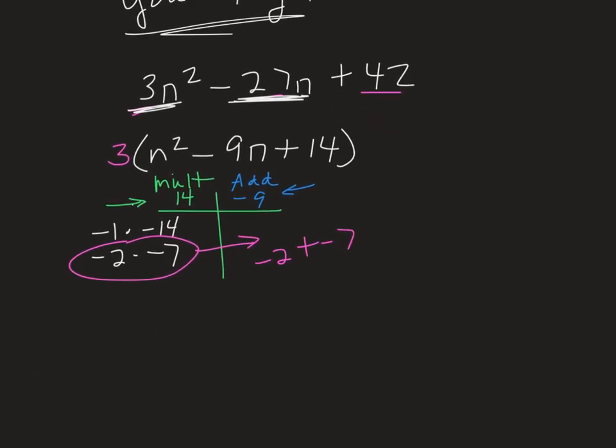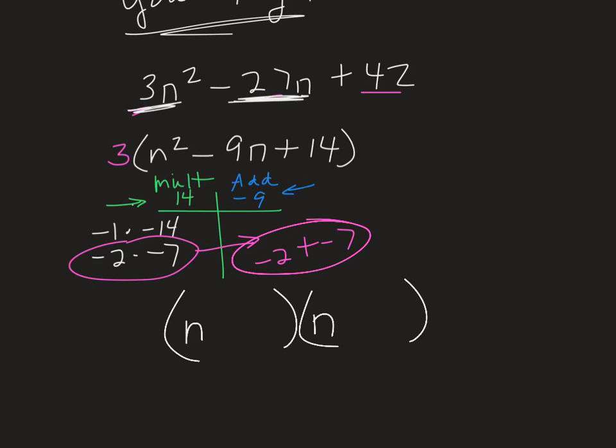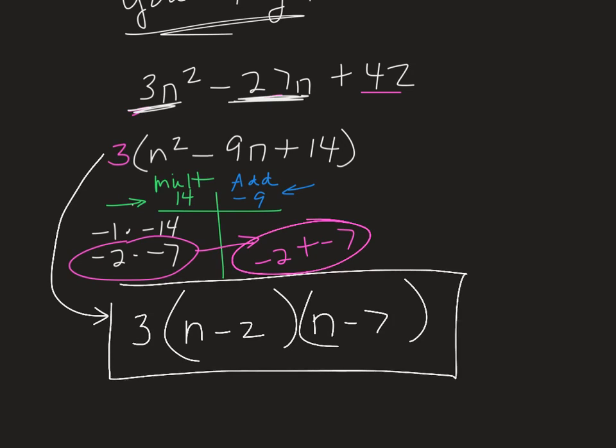So now I'm just going to pop open those binomials. The only way to get an n squared, of course, is to factor that n squared into an n times an n. And then I'm just going to pop those two numbers in there, that -2 and that -7. So it becomes n minus 2 and n minus 7. And then don't forget about the GCF that's just been chilling out there, not really doing much, but he's still technically there. So your fully factored version is 3 times n minus 2 and n minus 7.